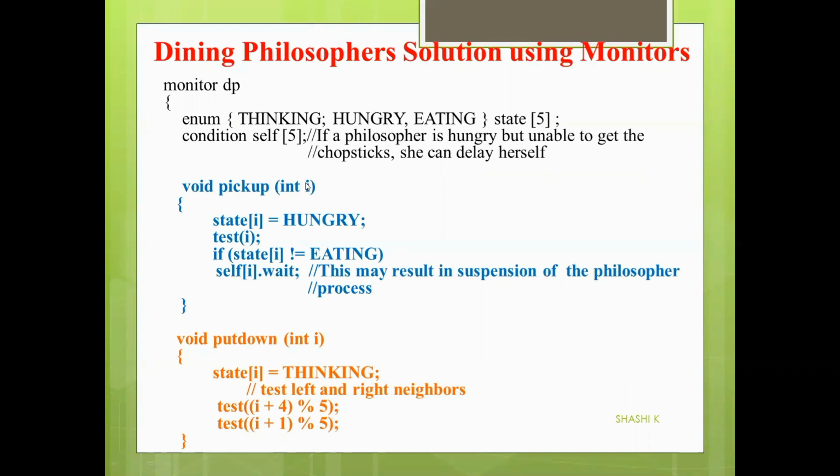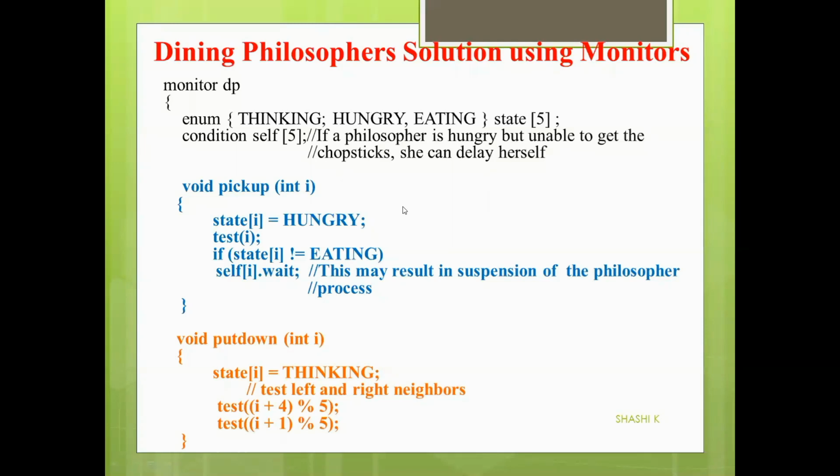So now we have already seen what the dining philosophers problem is, and we also saw that the solution to the dining philosophers problem using semaphores was not able to provide a deadlock-free solution. So this is a solution to the dining philosophers problem using monitors, again very important from the examination point of view. This solution is able to ensure a deadlock-free solution.